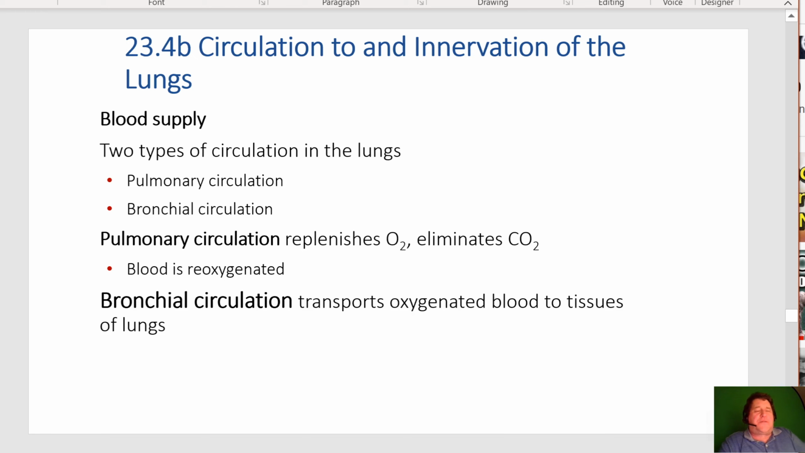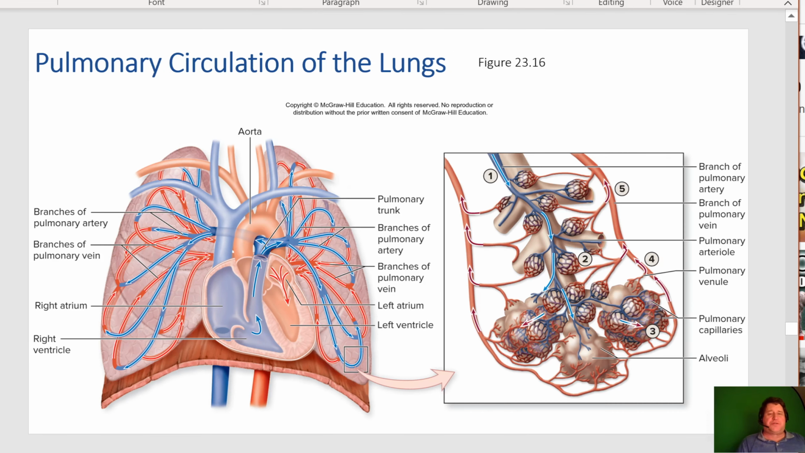These are the ones that go through those capillaries that we looked at. But the tissues of the lung, remember all the tissues we looked at, the muscles and the epithelium and all of the bronchi and the trachea, they need to have their own blood supply too. That blood supply is the bronchial circulation. It transports oxygenated blood to those tissues.